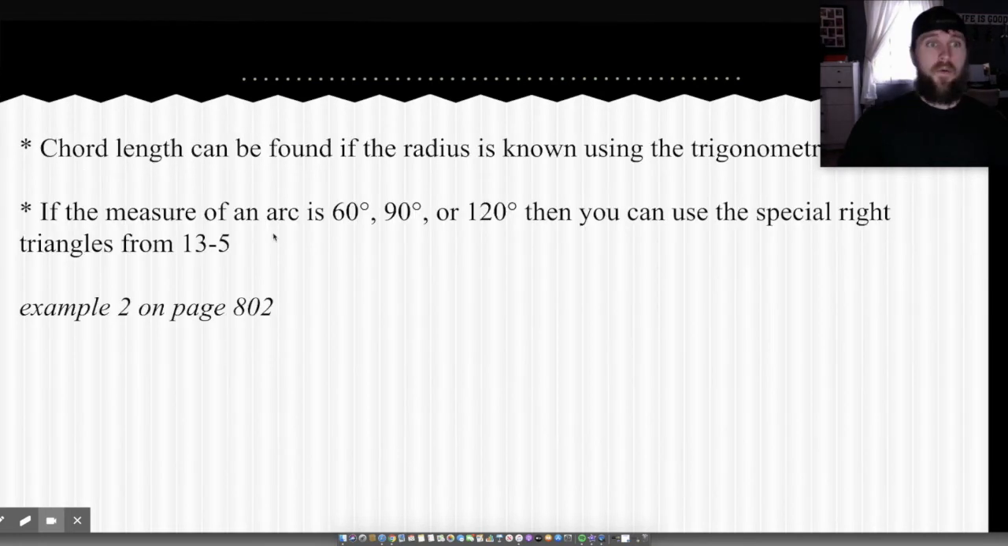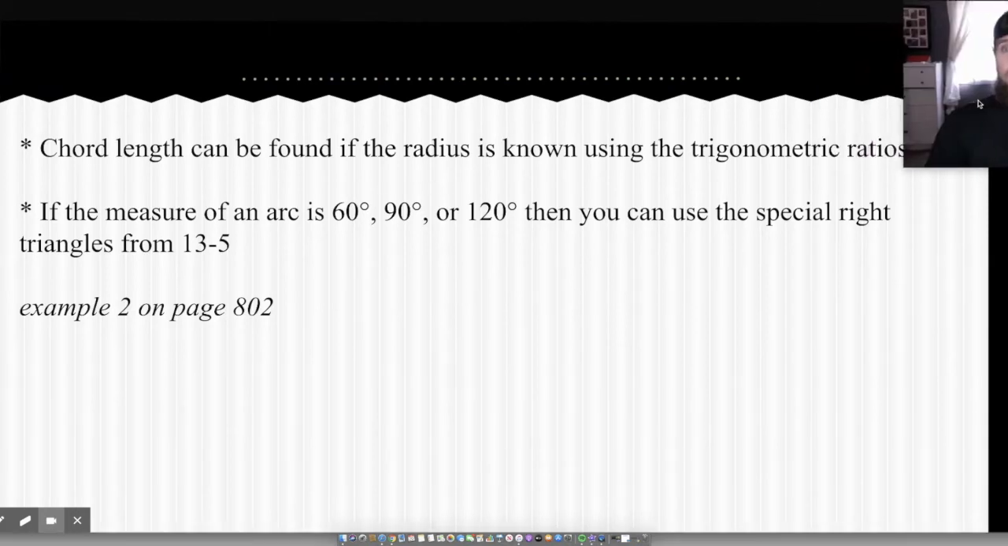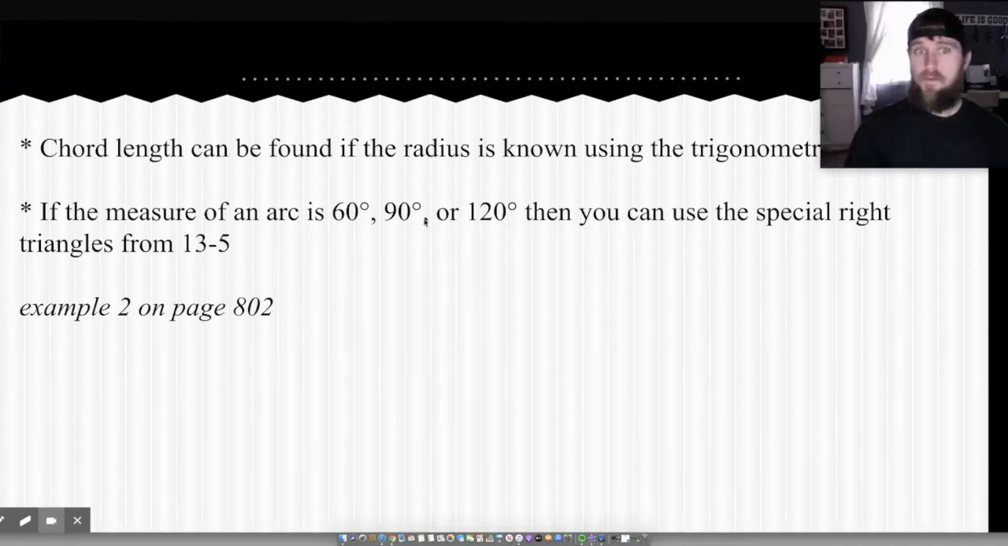And the last one, if you are bisecting a chord at 90 degrees, so a perpendicular bisector, it will go through the center. We can find chord length, the actual length of the chord, using some of our trig. If we have our special right triangles, 30-60-90 and 45-45-90, those are going to be useful.